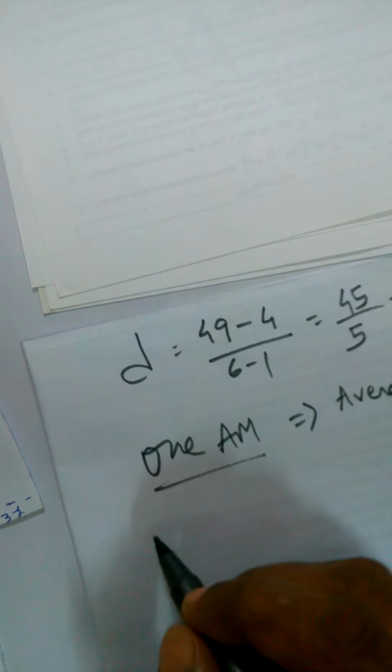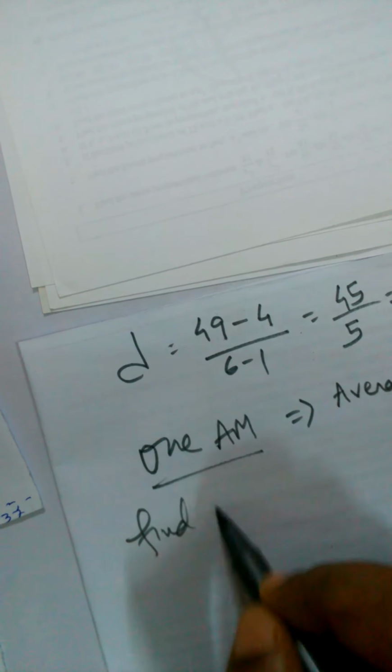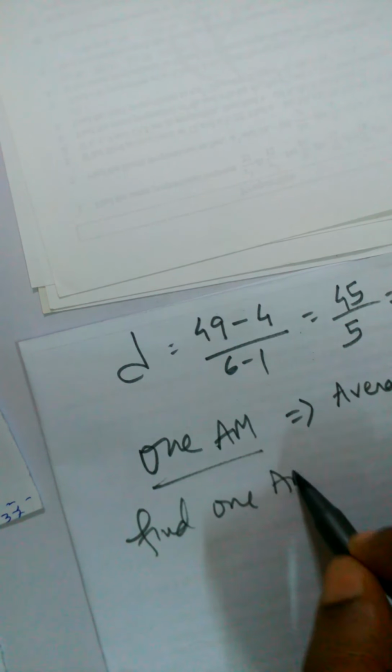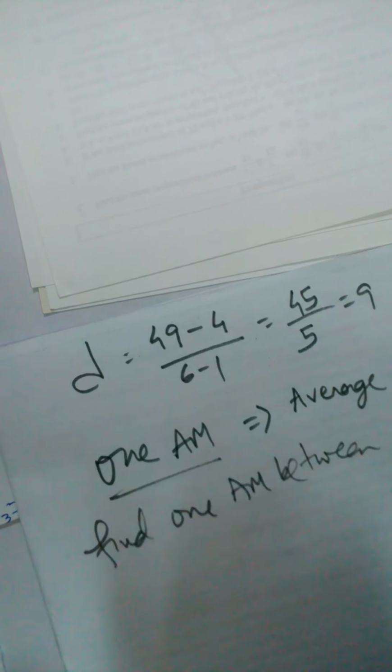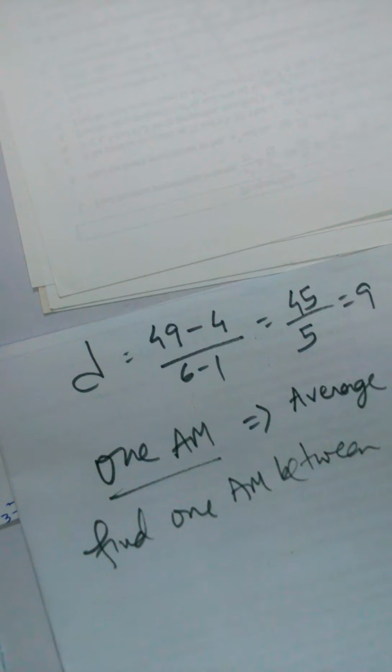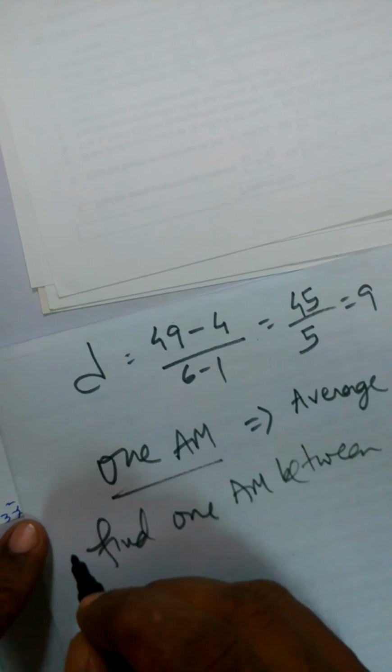That means, if I ask you to find one arithmetic mean between 3 and 13.